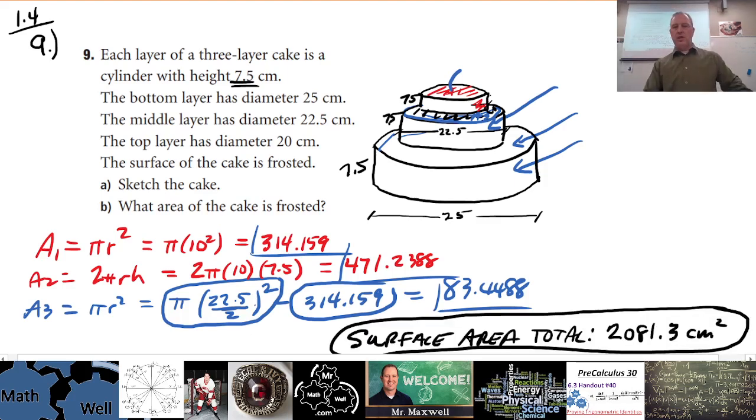Okay, when you finish number 9, this should be the answer. You get to 1 decimal place. I'm good if you go to 2 decimal places, but the answer key gives it in 1 decimal place, so you should have something like this: 2,081.3 centimeters squared. So that should be the answer once you finish question number 9. Okay, any other questions about this?